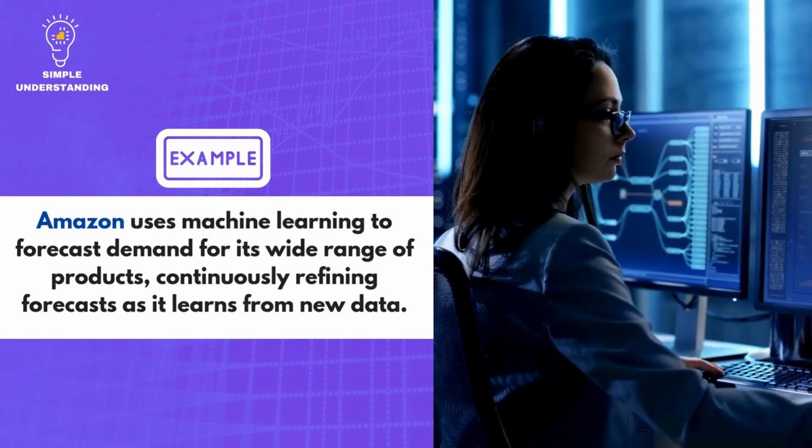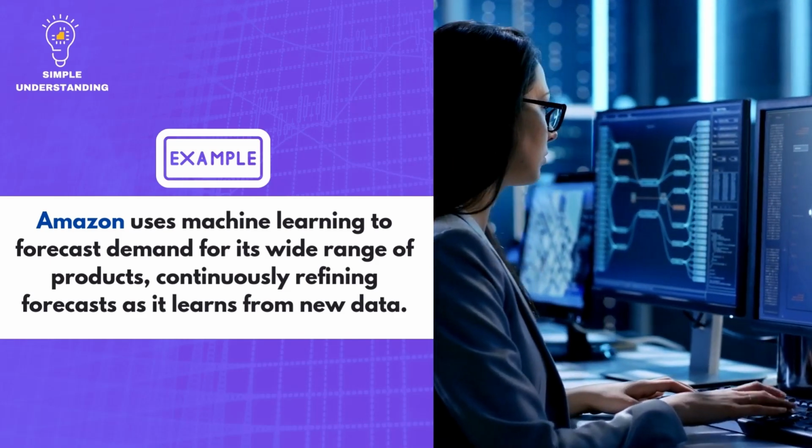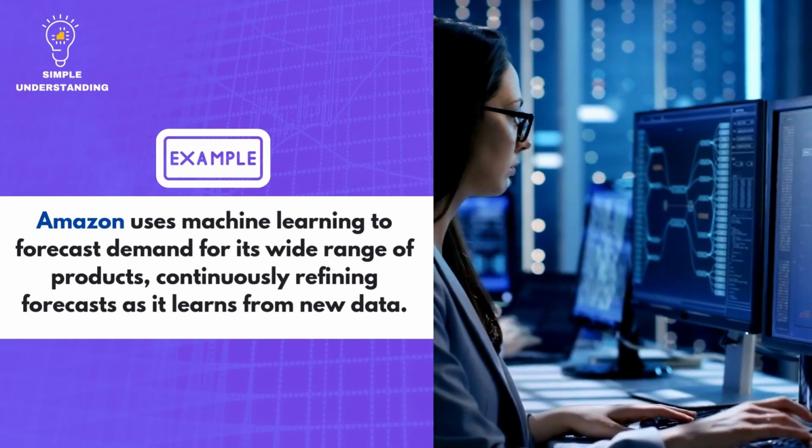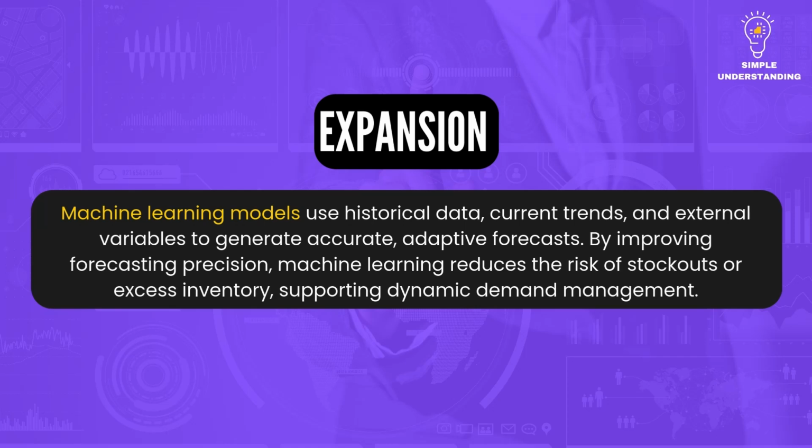Real company example. Amazon uses machine learning to forecast demand for its wide range of products, continuously refining forecasts as it learns from new data. Expansion. Machine learning models use historical data, current trends, and external variables to generate accurate, adaptive forecasts. By improving forecasting precision, machine learning reduces the risk of stockouts or excess inventory, supporting dynamic demand management.